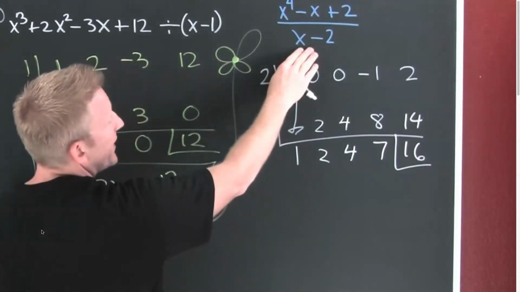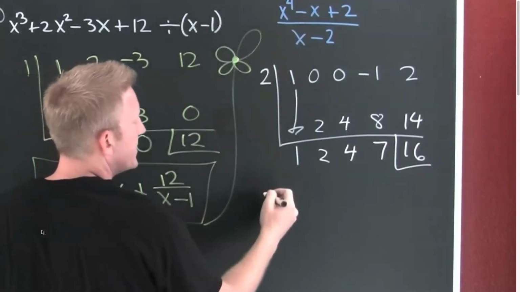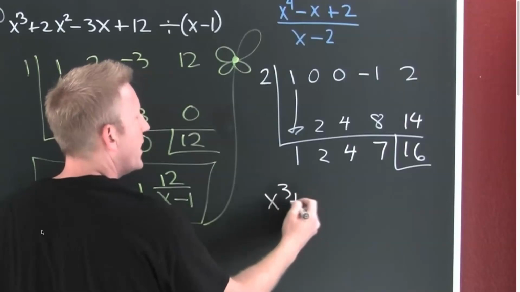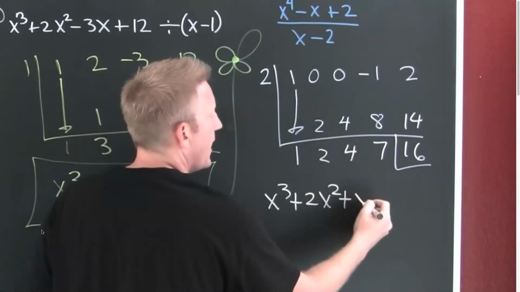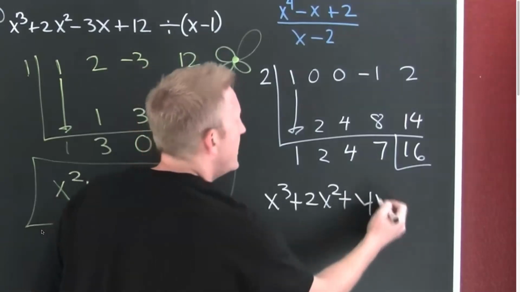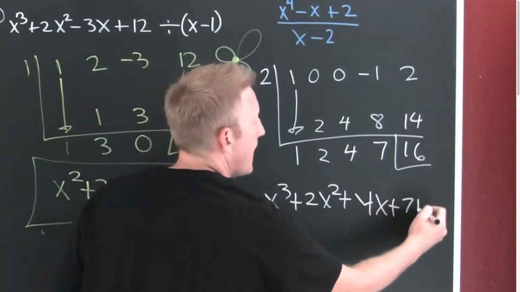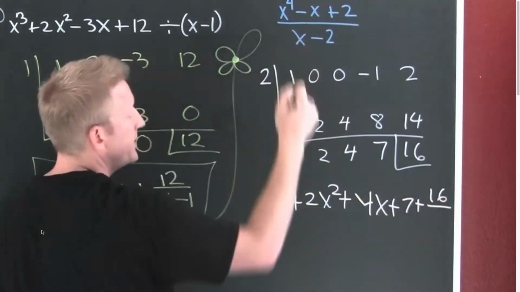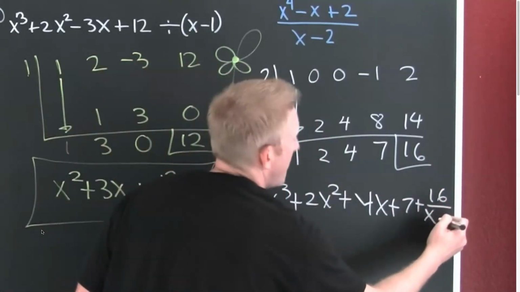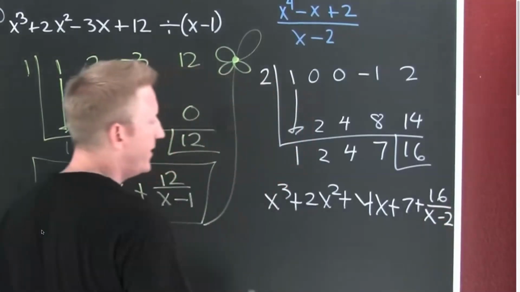I'm dividing by a linear factor. I need to take it down a notch. This is x to the third plus 2x squared plus 4x plus 7 plus remainder 16 over divisor x minus 2.